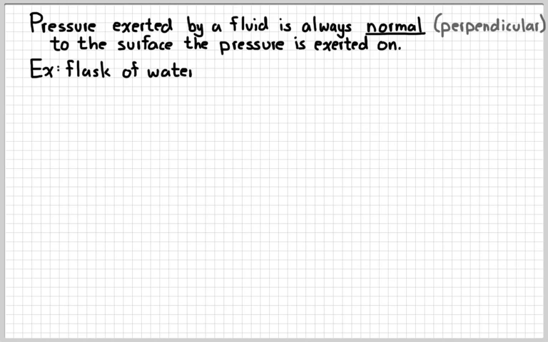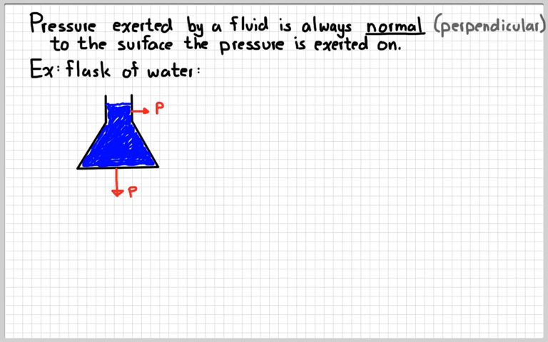So if we draw a flask of water, it may look like that. The pressure on the bottom is downward. That's perpendicular to the bottom. The pressure on the neck of the flask right there would be to the right. That's normal to that surface. And on the slanty part of the flask, the pressure will be up and to the right, like that. So the pressure is always normal to the surface that it exerts on.